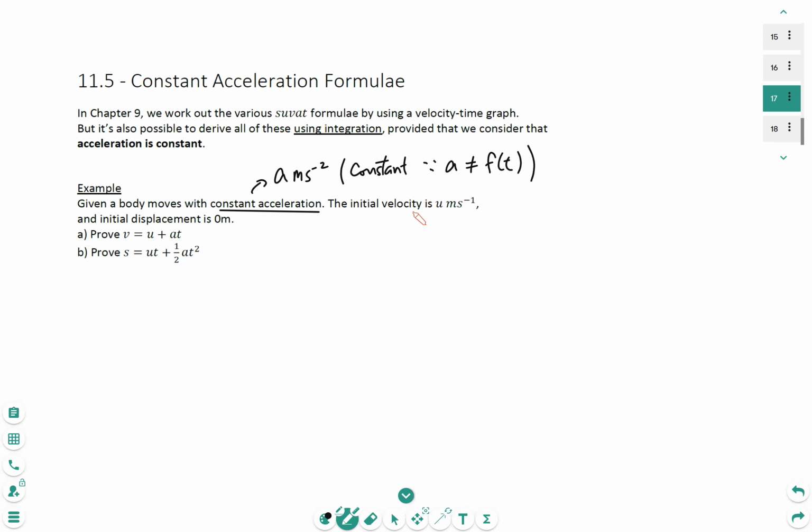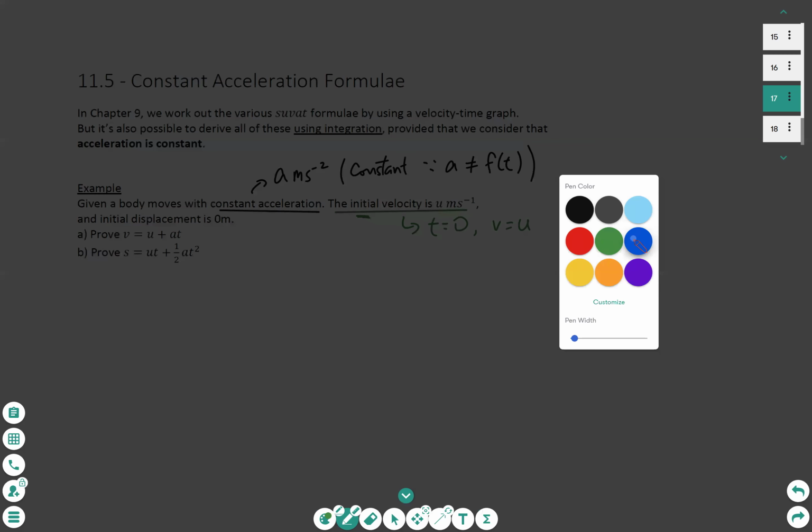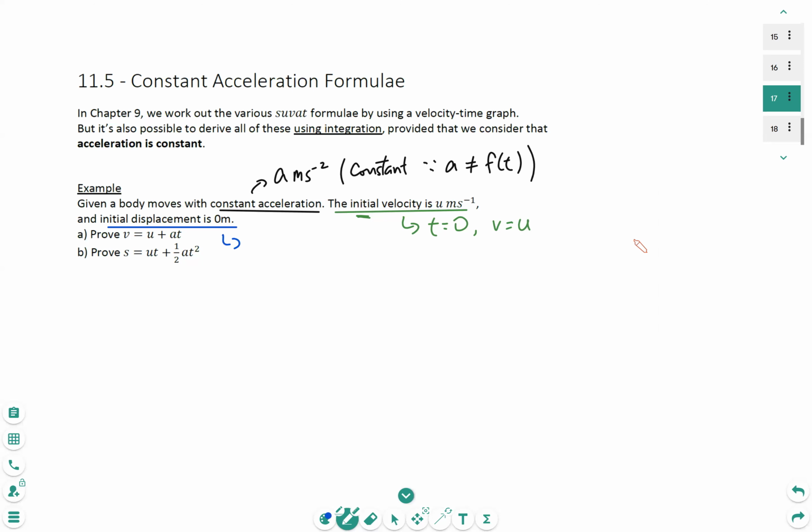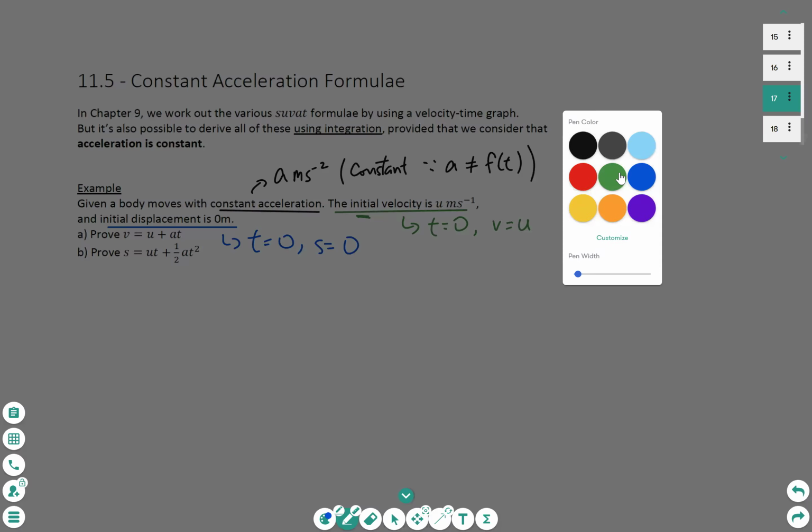All right. So the initial velocity is u meters per second. Now this is a boundary condition. If you don't remember what a boundary condition is, you can go back to the Chapter 11.4 video. A boundary condition essentially is a piece of information given by the question to help you work out a value of c. Extra information. So initial means t equals 0. Velocity is u, so v is u. So when t equals 0, velocity is u. Next one, initial displacement is 0. Are you able to write down the boundary condition for this one? t equals 0 and s equals 0. Yes, even Dora the Explorer can write this.